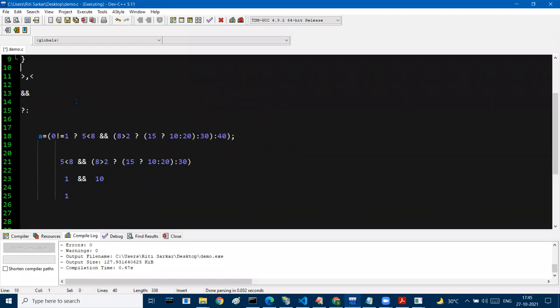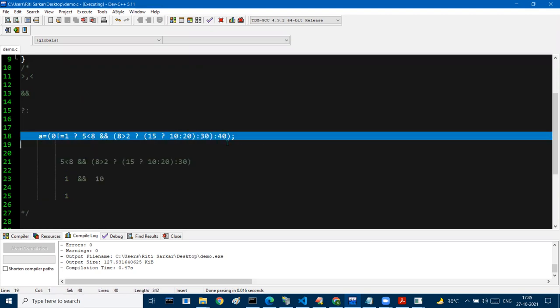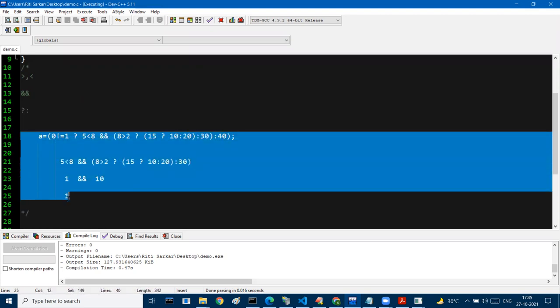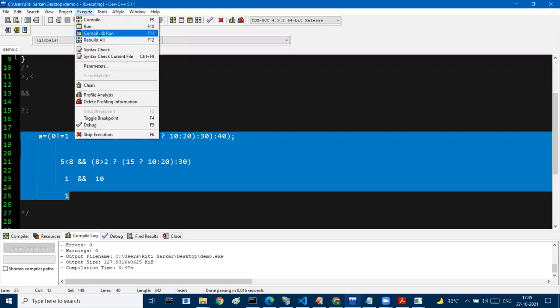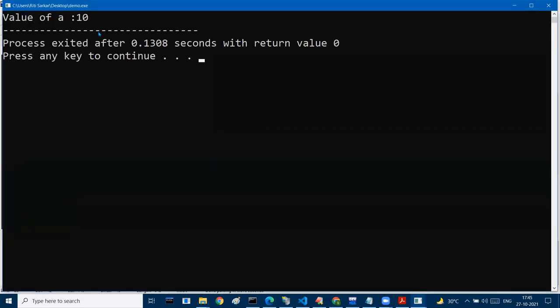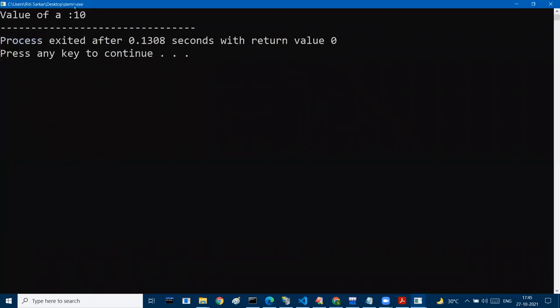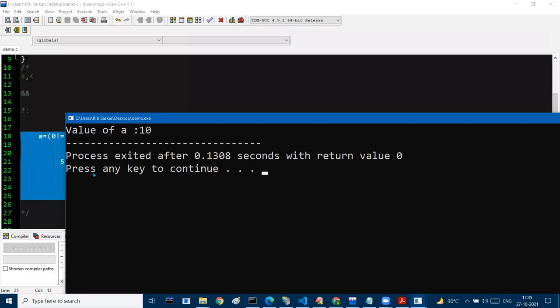Let me show you, the output is surely not going to come. Check it out, guys. As per what we did, we only prioritized the conditional operator, and as per that, 1 should come. But it will not only prioritize the conditional operator. See here, the output is never going to come as 1. See here, the output is coming as value of A is 10.